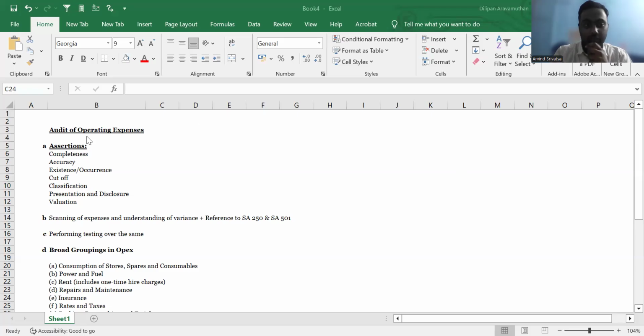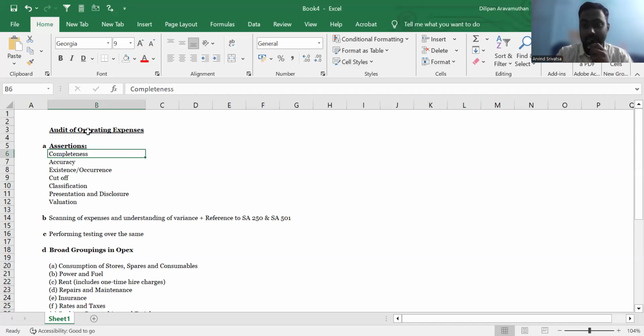So first, operating expenses is a line item in the profit and loss account, which all of you are aware of. So, let us come to the assertions. We are starting off with assertions because first we need to understand what the assertions are for a P&L item, and what we need to do as an auditor to address these assertions. First, completeness. What is completeness?